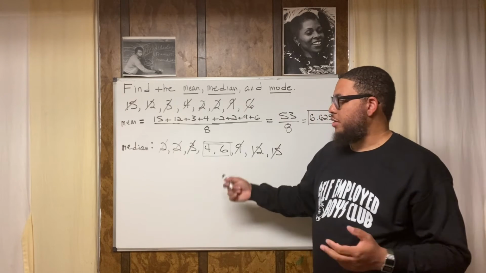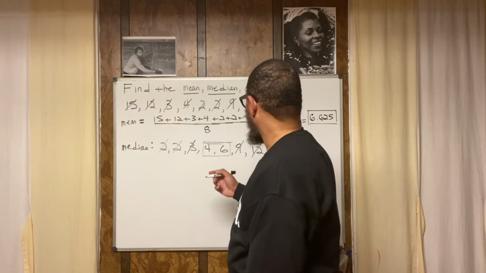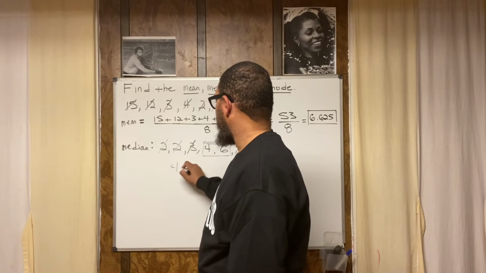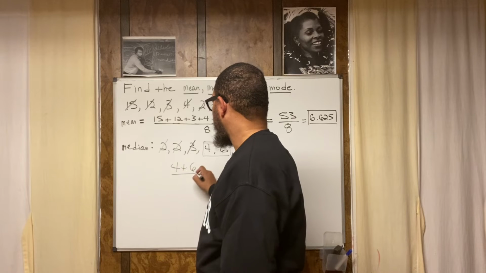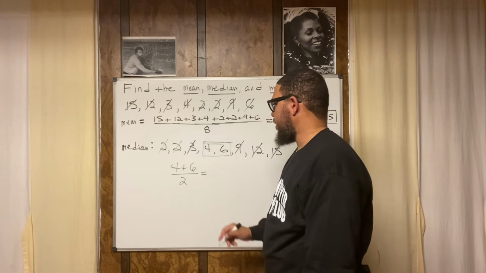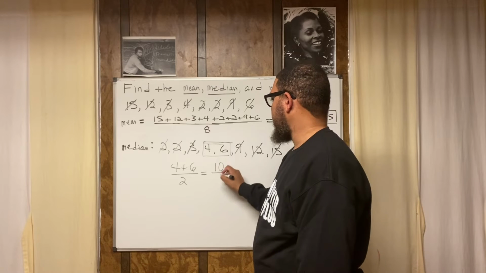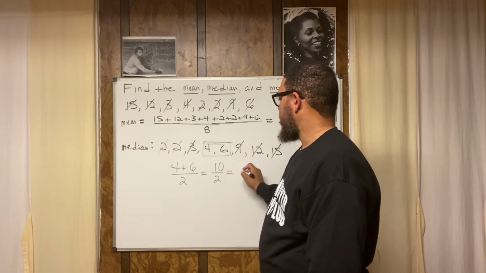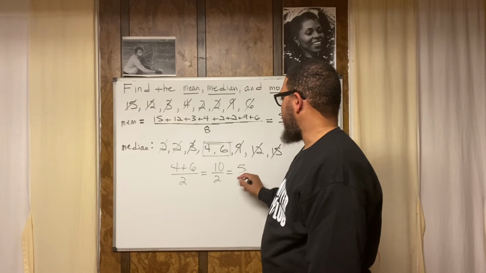So you're going to find the mean of 4 and 6. Basically what you're going to do is this: 4 plus 6 divided by 2. 4 plus 6 is 10. You have 10 divided by 2. 10 divided by 2 is 5.